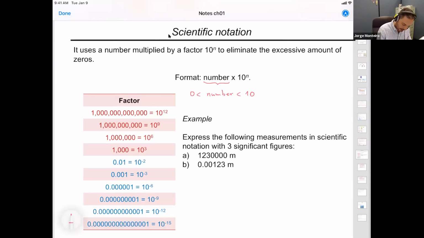All right, and then we have to deal with n. For n, very simple rule. If you move the decimal point to the left, you have a positive n. If you move the decimal point to the right, you have a negative n.